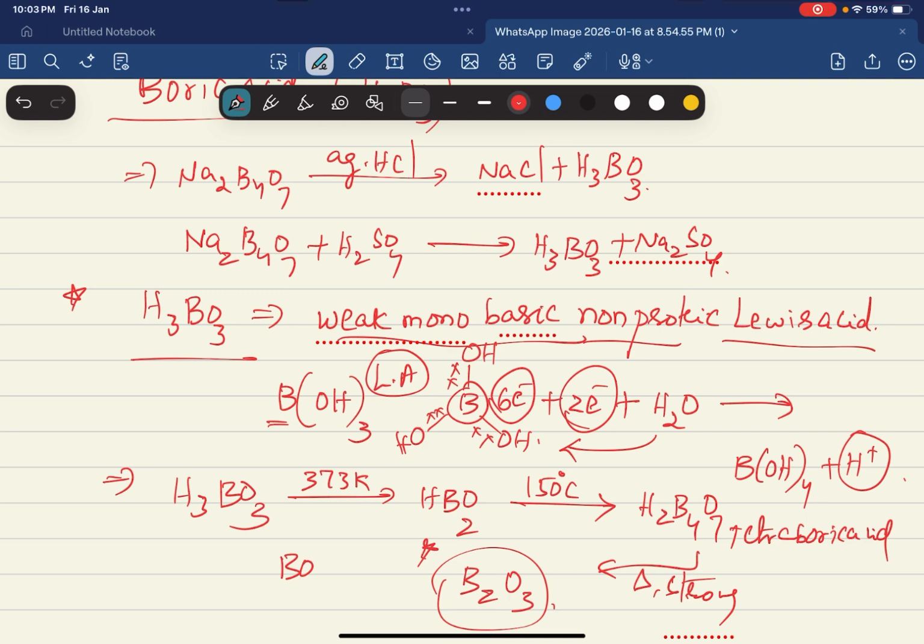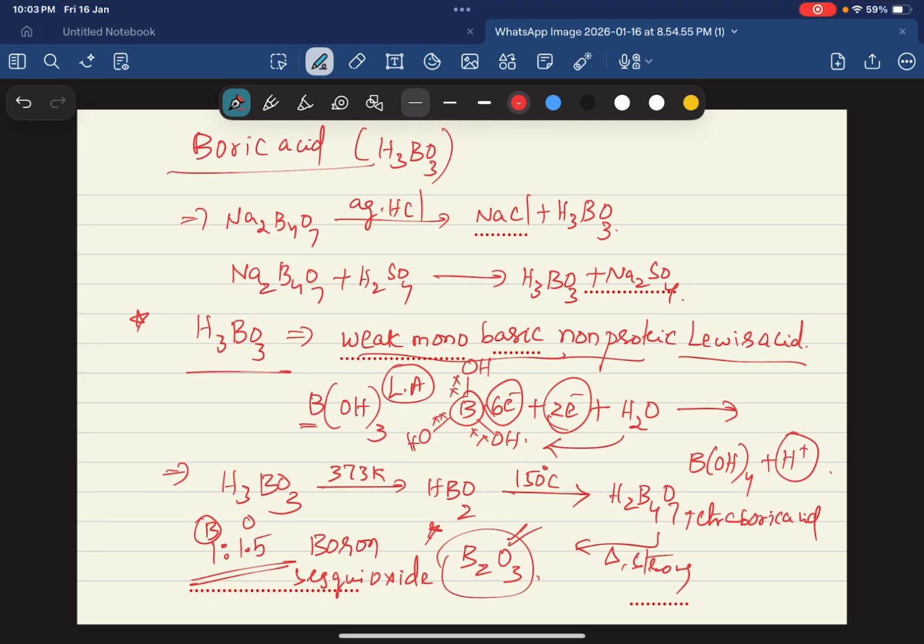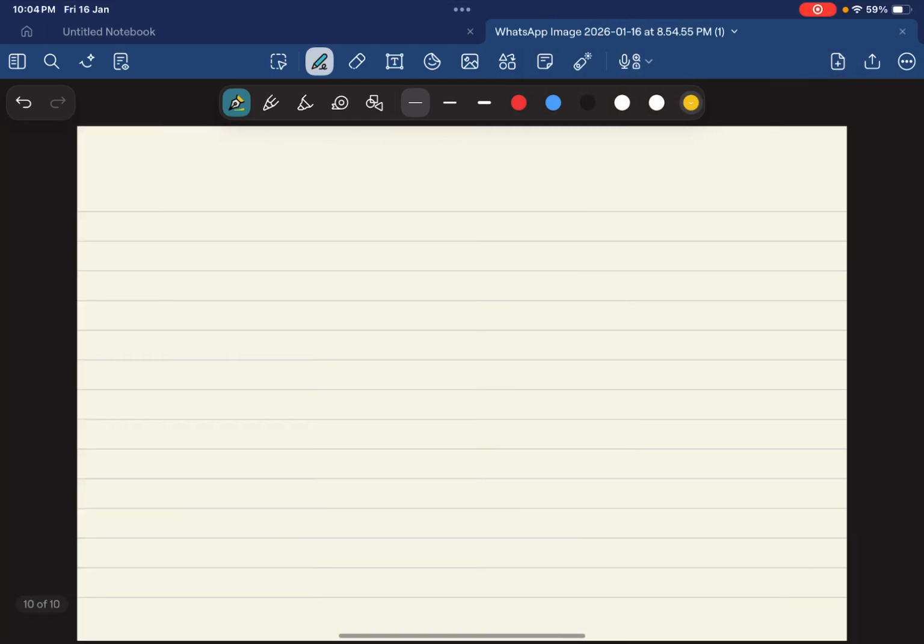So B2O3 is called boron sesquioxide, which means the boron to oxygen ratio will be 1:1.5. That means 1.5 times more oxygen than boron. Those all come under sesquioxides. That's how we can discuss all the important points of boron and the 13th group elements, students. Similarly, we can discuss the 14th group element important points also. So you can see the 14th group element important points.